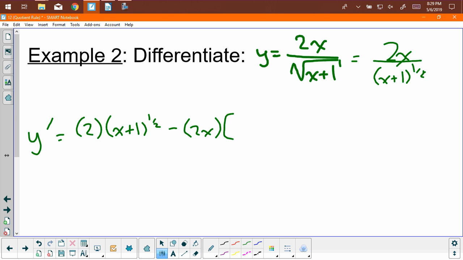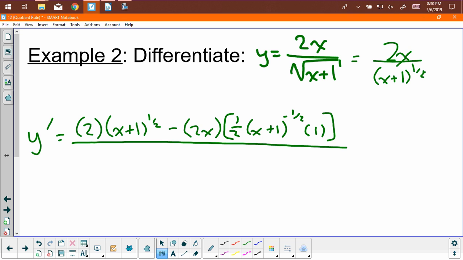Well, this is where chain rule comes in again. So 1/2 x plus 1 to the negative 1/2. The derivative of the inside is 1. And that's all over the denominator squared, so x plus 1 to the half, squared.